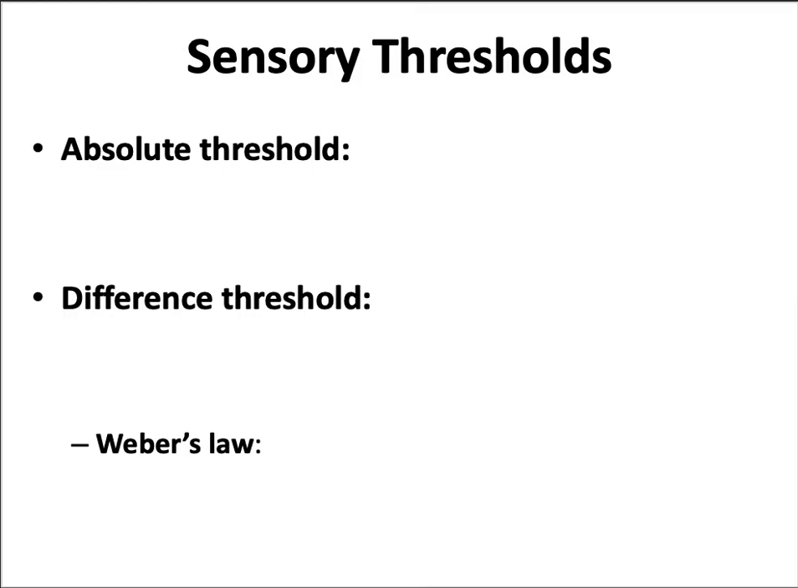And important here is Weber's law. This is the just noticeable difference between two stimuli, which is based on the proportion of the original stimulus rather than on a fixed amount of difference.